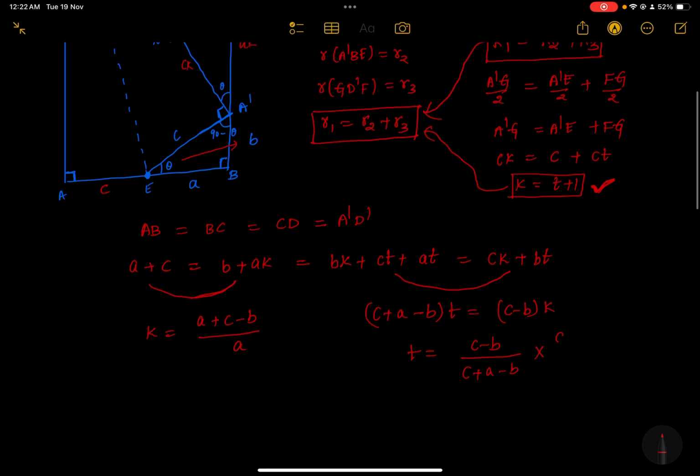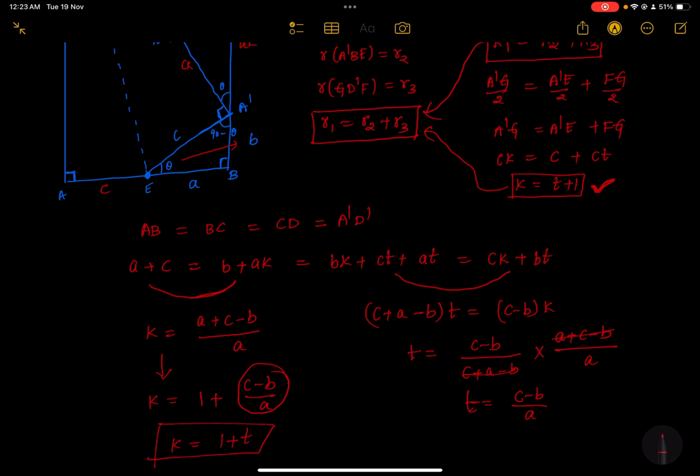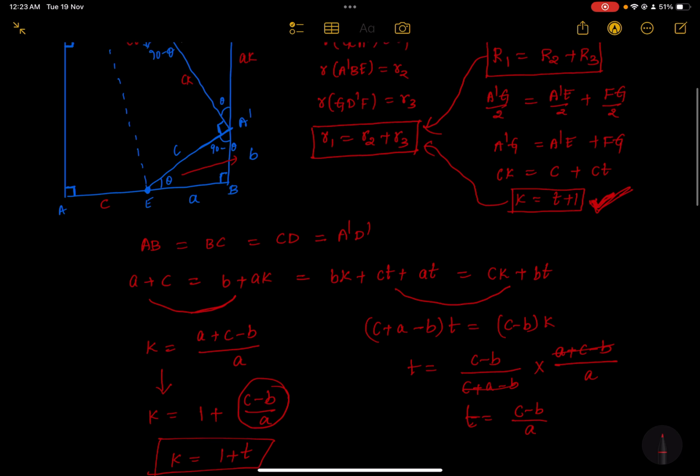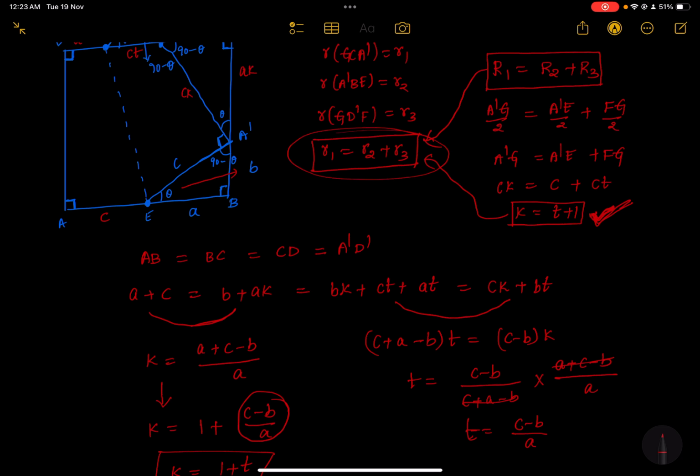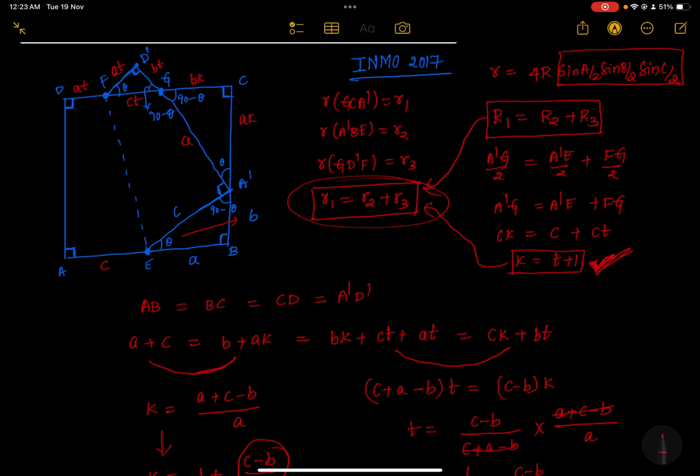We already found out K is A plus C minus B upon A, and this will be cancelled. So T is equal to C minus B by A. So now here K is equal to 1 plus C minus B by A. But C minus B by A is T. So K is equal to 1 plus T. So we have proved this, K is equal to 1 plus T. So that is as good as proving this: small r1 is equal to small r2 plus small r3.